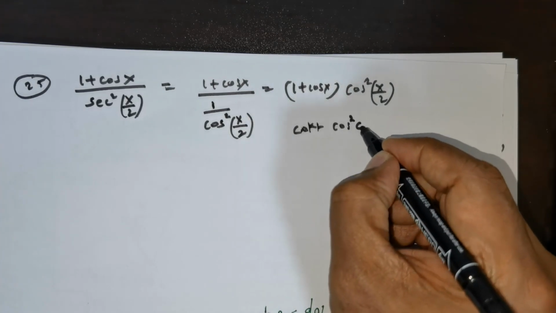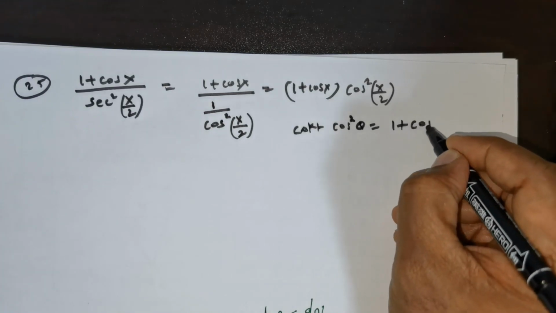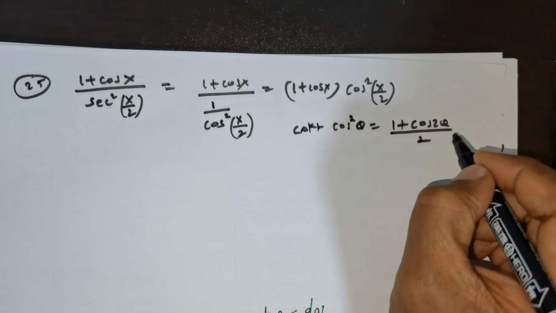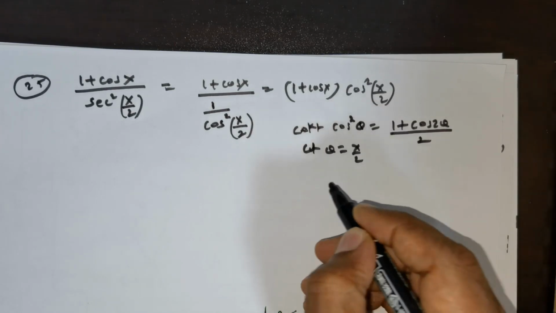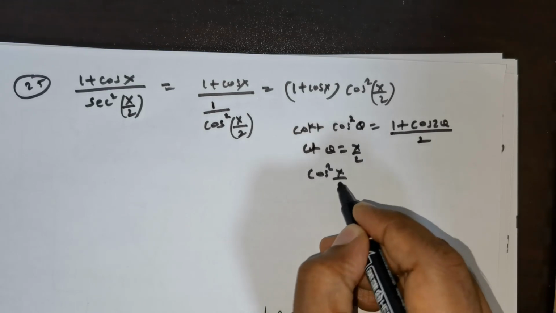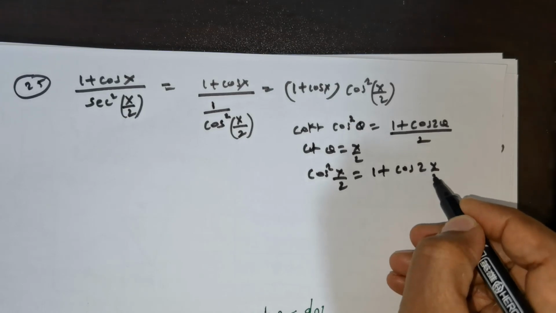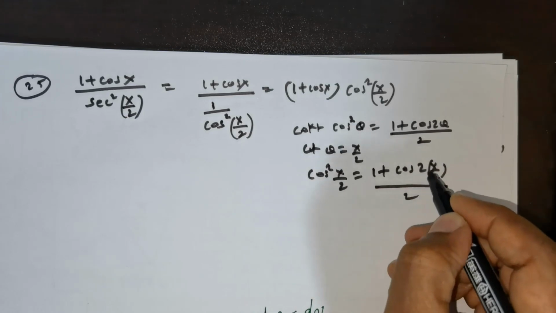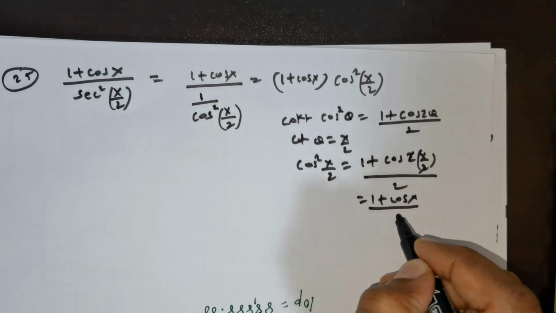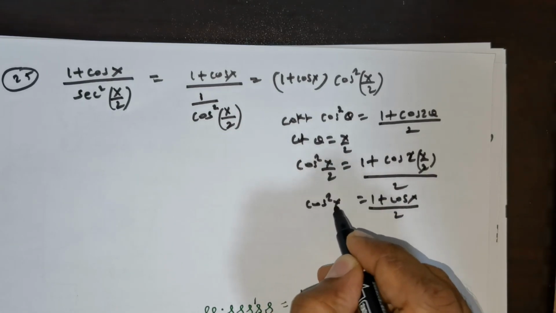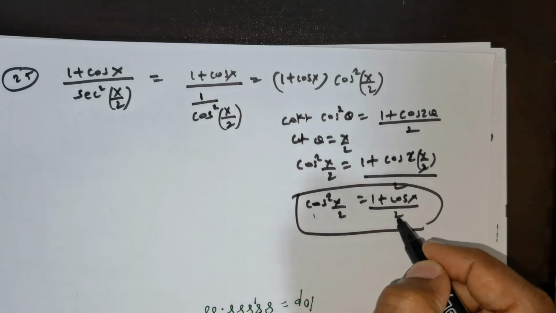Now we know that cos squared theta is equal to 1 plus cos 2 theta divided by 2. Now let theta be equal to x over 2. So that would mean cos squared x over 2 is equal to 1 plus cos 2 times x over 2 divided by 2. 2 gets cancelled, giving me 1 plus cos x divided by 2, which is cos squared x over 2. So in place of cos squared x over 2, I substitute this.